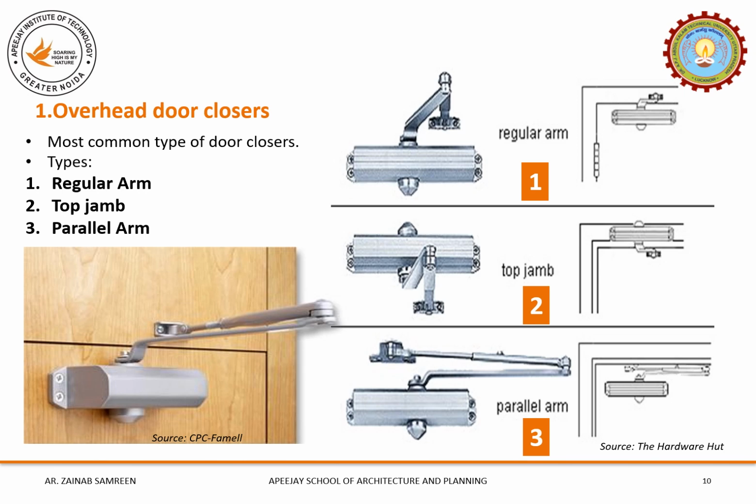First of all, we will learn about the overhead door closures. These kinds of door closures are very common and they are widely used throughout commercial properties. They are basically available in three categories. One is the regular arm, other is the top jamb, and the third one is the parallel arm.